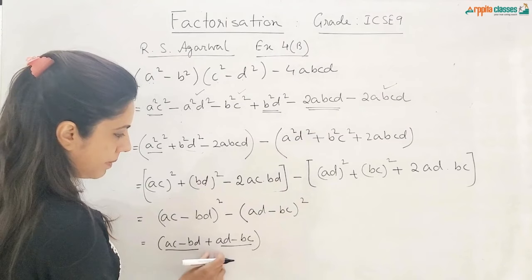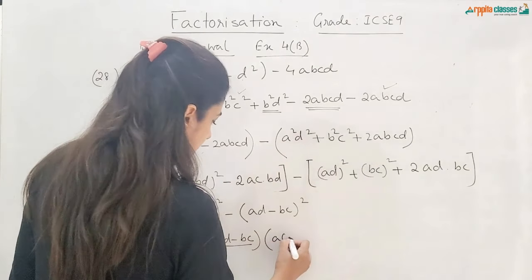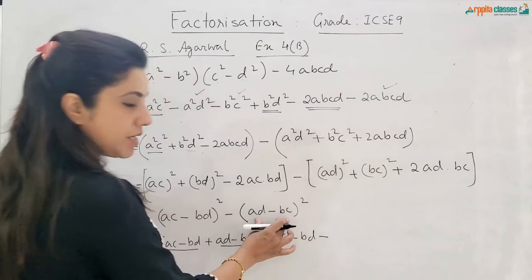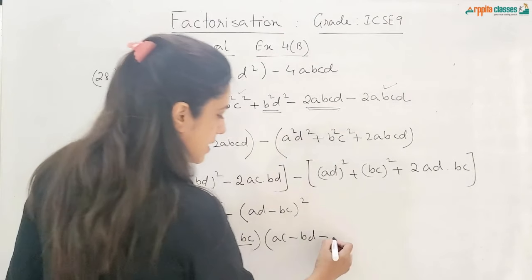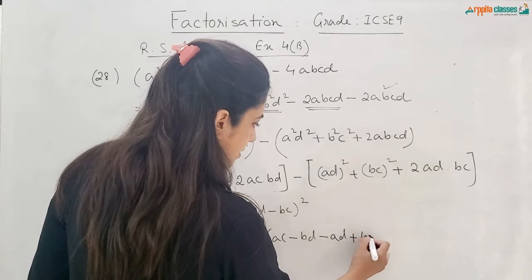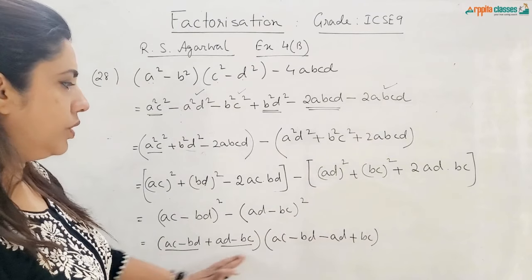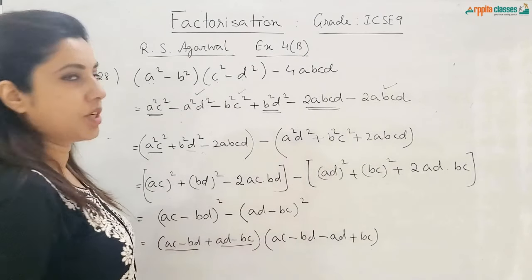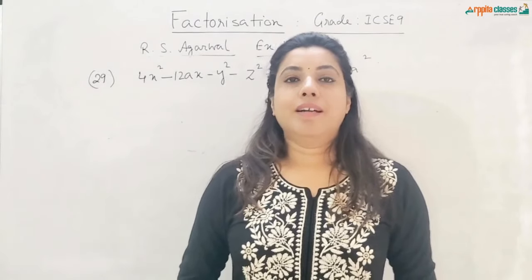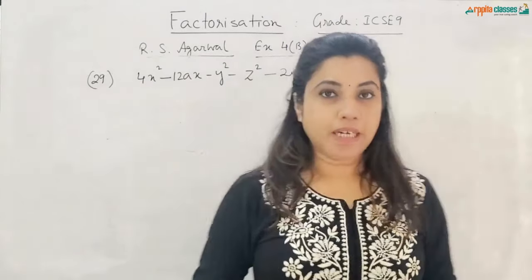So I wrote A plus B. And now I'm going to write A. When I write minus B, the signs will get changed. So minus AD and plus BC. Just see, anything is getting cancelled? No. So these are the two factors of question number 28. Let us solve the next question, question number 29.